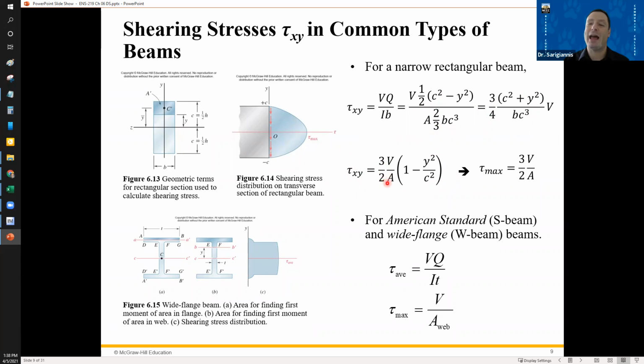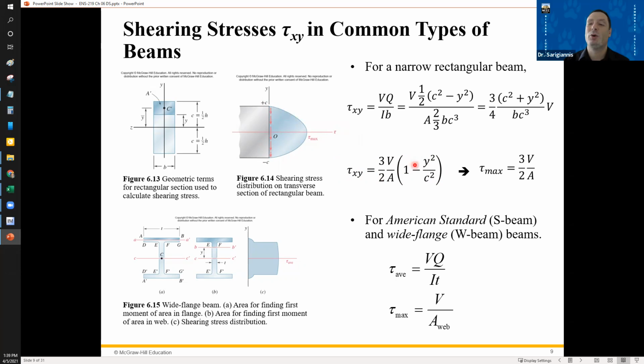3V over 2A times the quantity 1 minus y squared over c squared. So let's look at the trend of this. This tells you that for any distance you are from the neutral axis, once you hit the distance c, it doesn't matter whether it's minus c or plus c, it's c squared. 1 minus c squared over c squared is 0. 1 minus 1 is 0. This whole term goes to 0. That tells you your shear at the top and bottom faces is 0.